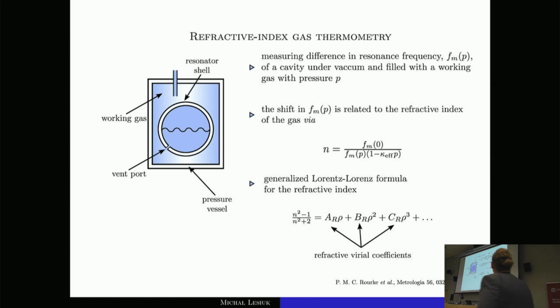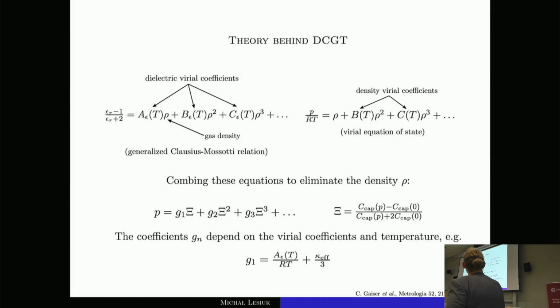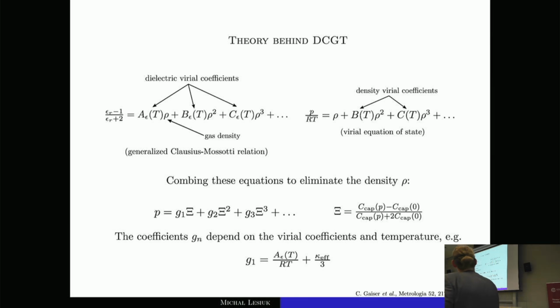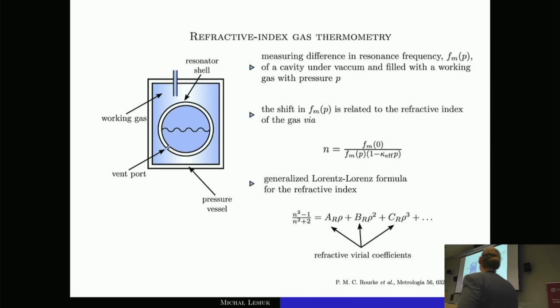And here, instead of the Clausius-Mossotti equation, which used the electric coefficients, we use the Lorentz formula, which expresses this fundamental property, the refractive index, as a function of the density of the gas. These coefficients, which are different in general, are called refractive virial coefficients. So you have three types of coefficients: the electric virial, density virial, and refractive virial coefficients.